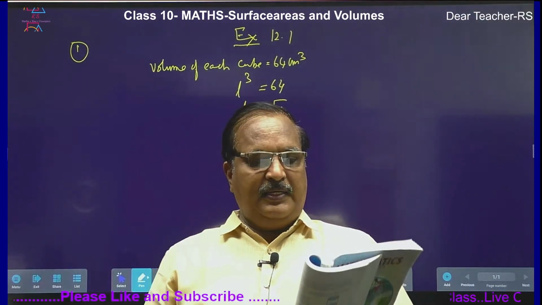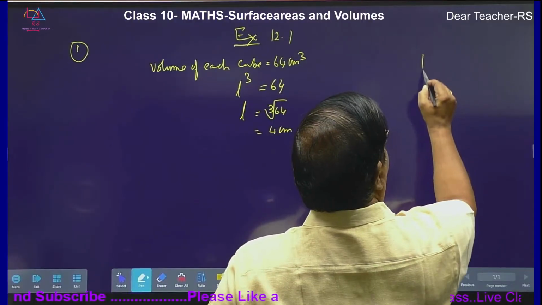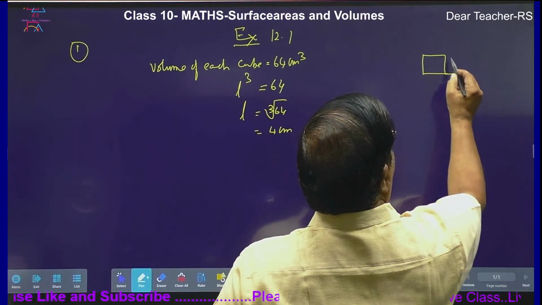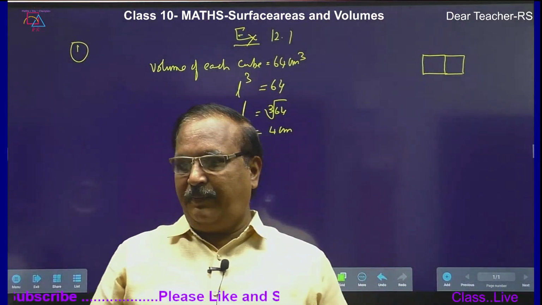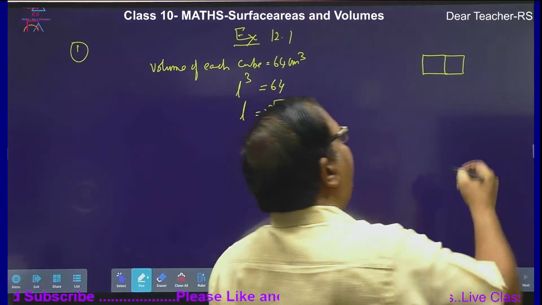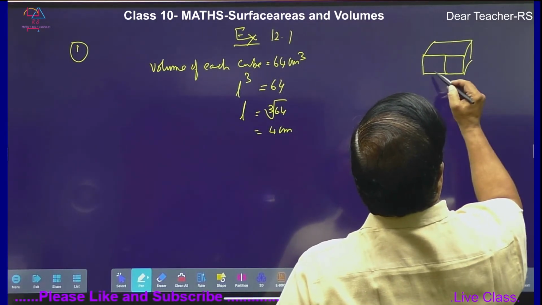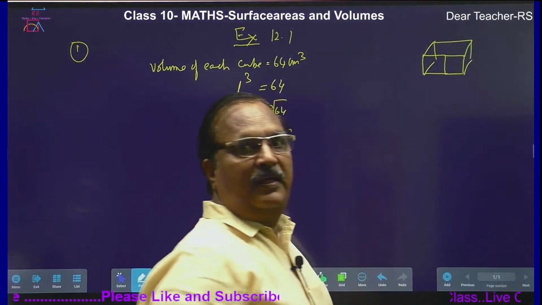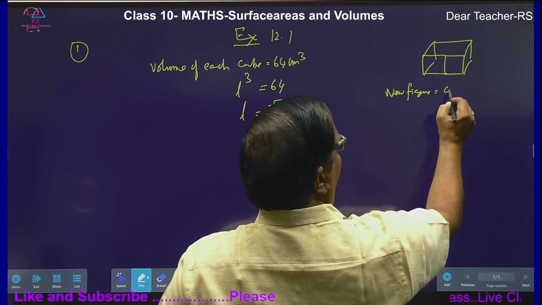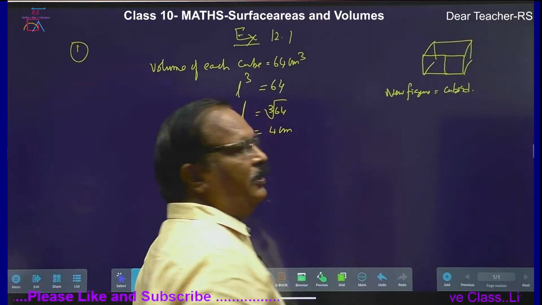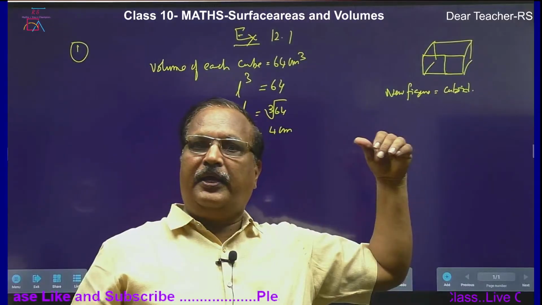So what happened? Two cubes are joined. This is one cube, and I am writing just this one more cube. When two cubes are joined, a new solid figure will be formed, and this will be a cuboid. So the new figure is a cuboid. When you join two cubes, a cuboid will be formed.